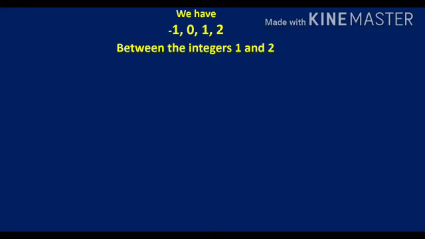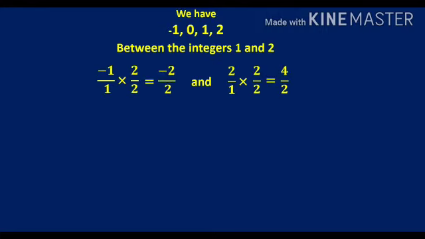Let's find equivalent fractions, that is equivalent numbers, for -1 and 2. -1 can be written as -1 by 1 and 2 can be written as 2 by 1. We multiply both the fractions by 2 by 2 to get -2 by 2 and 4 by 2. -1 into 2 gives you -2 and 2 into 2 gives you 4. So we got -2 by 2 and 4 by 2. Between these two fractions we get -1 by 2, 0, 1 by 2, 2 by 2 and 3 by 2. How many did we get? We got only 5 fractions.